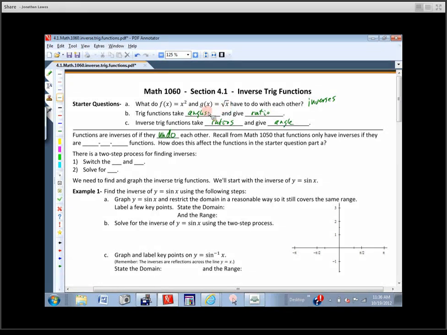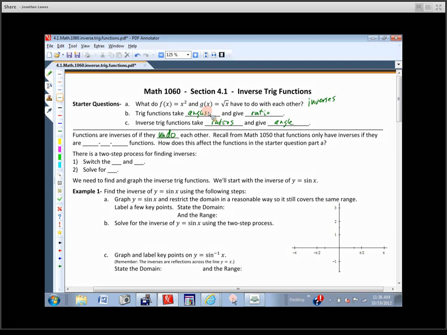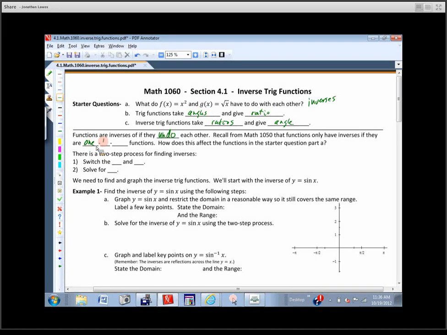Okay, now you'll remember from 1050 that you studied a special type of function because its inverse was also a function. It was called a one-to-one function. Now, you remember what a one-to-one function was. It had to be a function, so it had to pass the vertical line test. How could you tell if it was a one-to-one function?